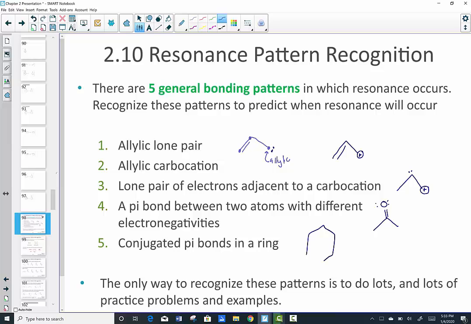So, for example, our aromatic compound, which we're learning is benzene, where you have a cyclic structure that alternates double, single, double, single, double, single. That aromatic compound has conjugated pi bonds in a ring. So the only way to recognize these patterns is to do lots and even more practice problems and examples. And that's my goal today, is to work some of these problems and provide examples with you.